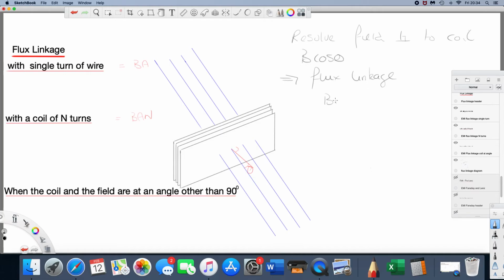being BAN cos theta, or B cos theta times A times N, remembering that this is a cross-sectional area A, this is N turns, and we have a flux density B. So there we have our flux linkage for our coil at some angle theta to the field.